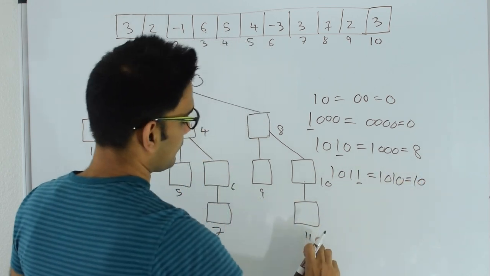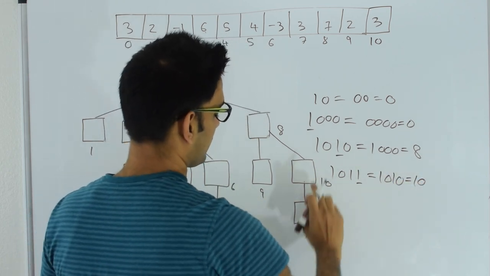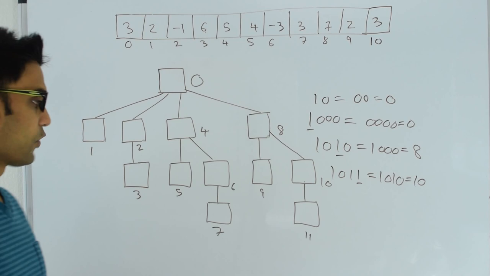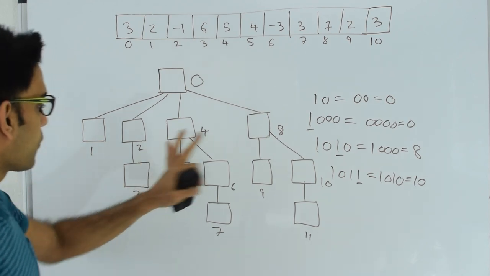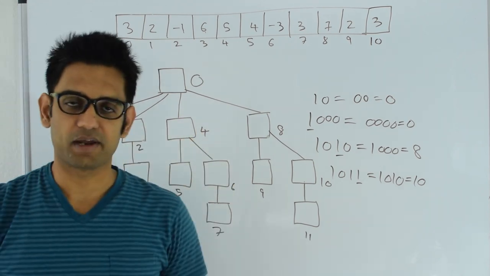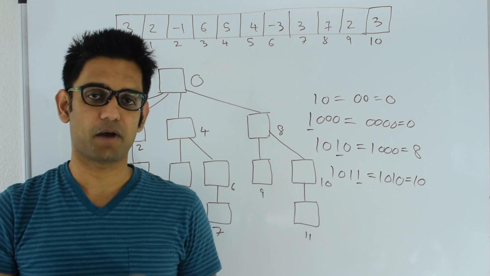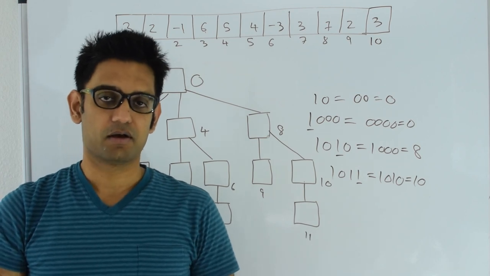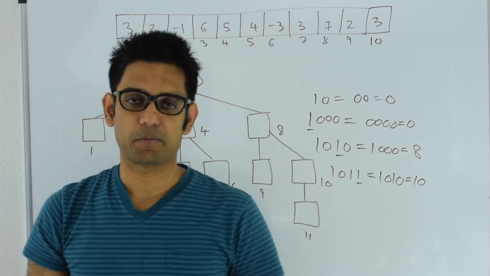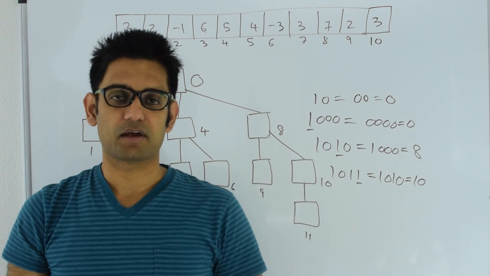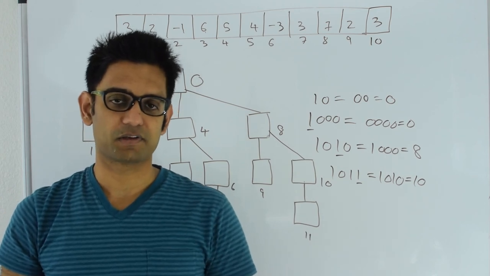This is 10, which is why 11's parent is 10. So hopefully it is clear why our tree looks like this. To get the parent, all you have to do is get the binary representation, flip the rightmost set bit, and then you get the parent. Later on, we will look at how you can efficiently flip the rightmost set bit.